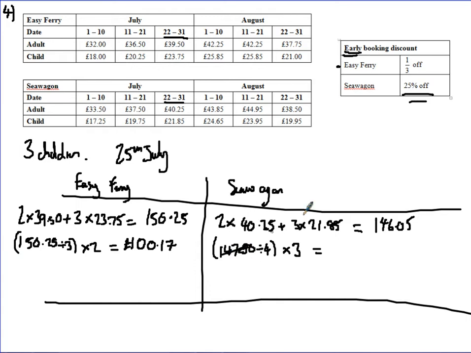So that there is £146.05. So divide that by 4, times it by 3. So then you get £109.54.